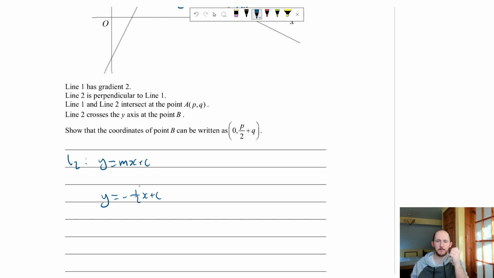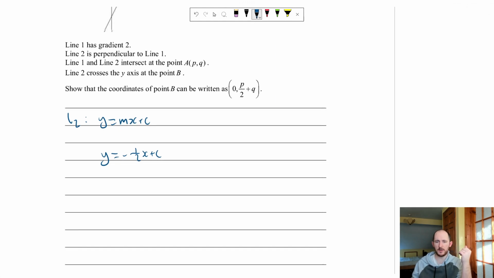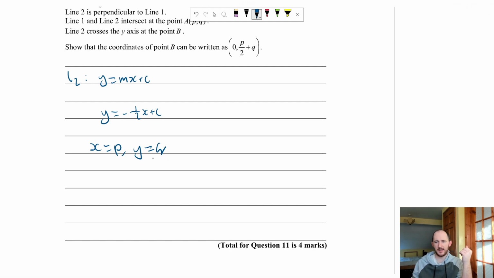Now, if we look at the answer, we don't get a number, we get some letters. And if you notice, the letters are the coordinates of point A, because how do we normally find the y-intercept after we have the gradient? All we do is we substitute in our x and y values. So that's what I'm going to do. x is equal to P, y is equal to Q. That is a Q, believe me. So we get Q is equal to negative a half P plus c. So that means c is equal to, so add the minus half to the other side, we get Q.